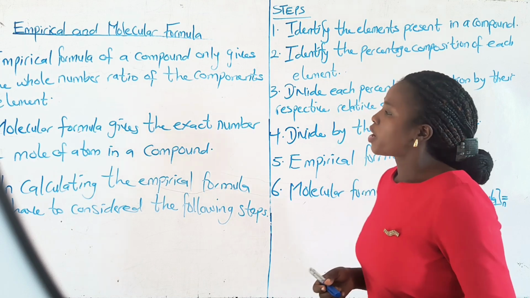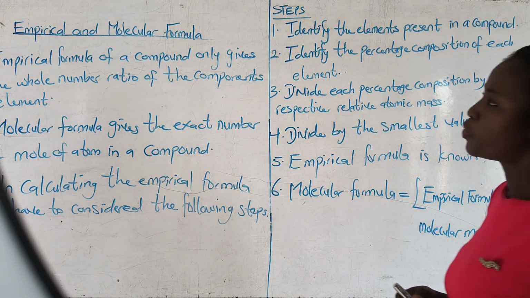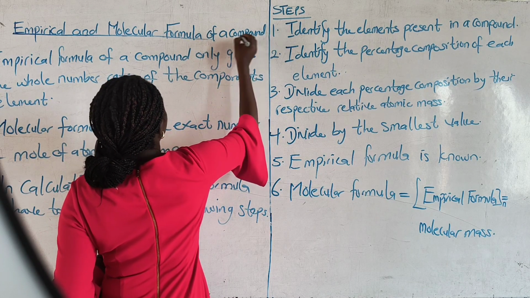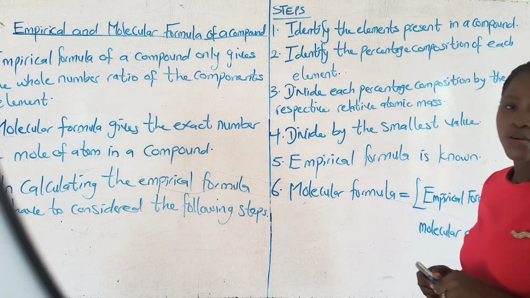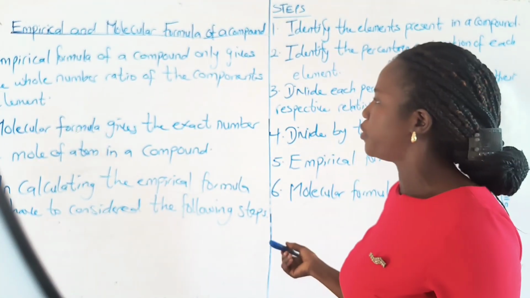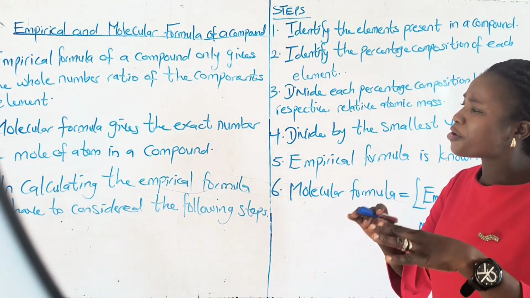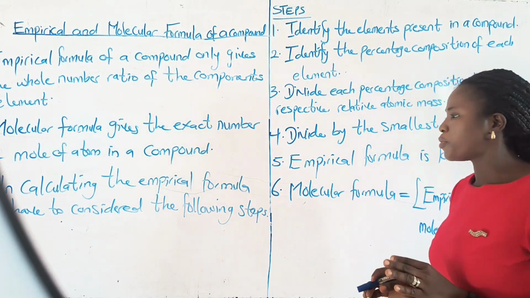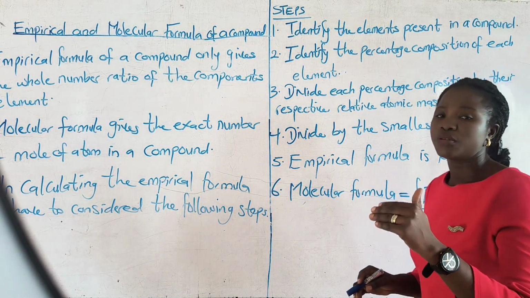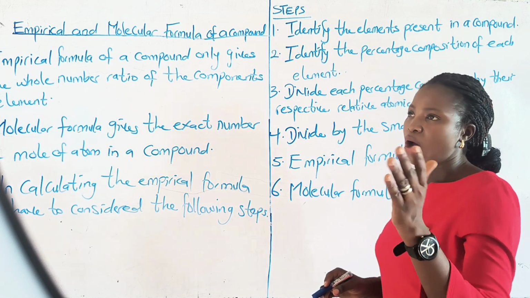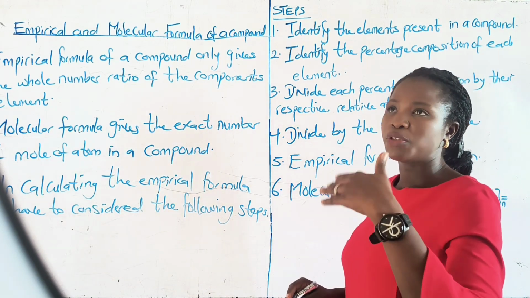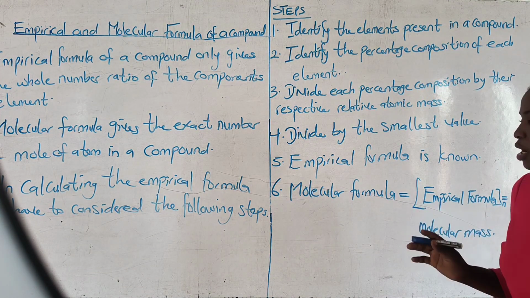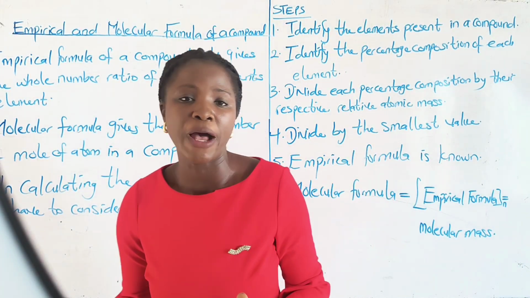So these are the steps we have to follow in calculating the empirical and molecular formula of a compound. First, understand that the empirical formula of a compound only gives the whole number ratio of the component elements, but the molecular formula gives the exact number of moles of atoms of each element in the compound. Very, very simple. By next class, we'll be looking at some examples. I will be giving you calculations and looking at past questions from WAEC, NECO, and JAMB, so you can calculate it out and see how to get your empirical formula and molecular formula.